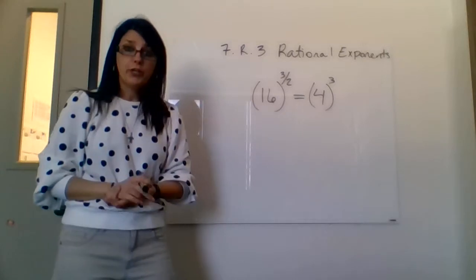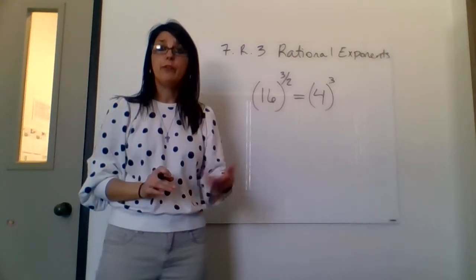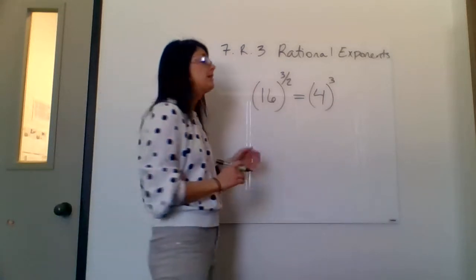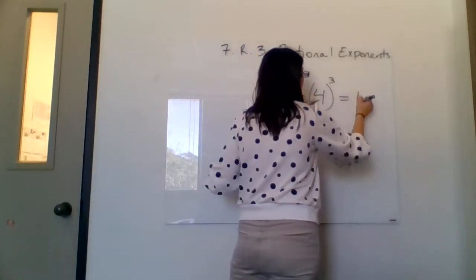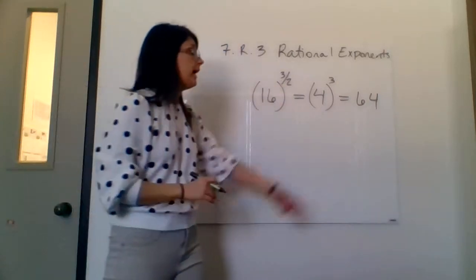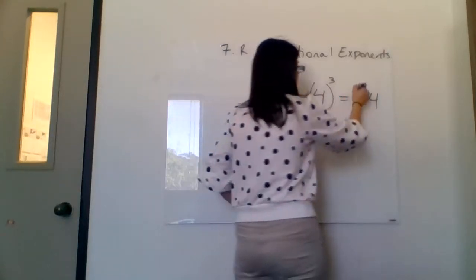Now 4 to the third power means to multiply 4 times itself 3 times. So 4 times 4 is 16, and 16 times 4 gives me 64. So 16 to the 3/2 power simplifies to 64.